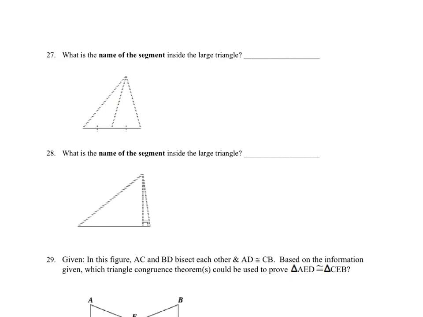And this last page, a median and an altitude always start from the vertex. This one splits the opposite side into two congruent segments. That's the median. This one starts at the vertex and it's perpendicular. That's an altitude.